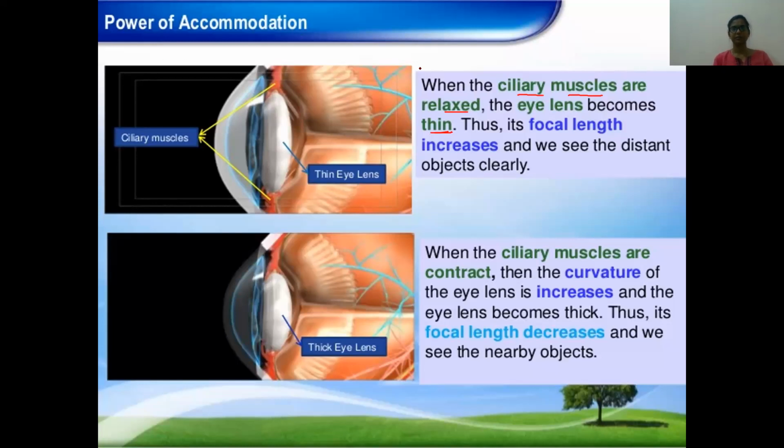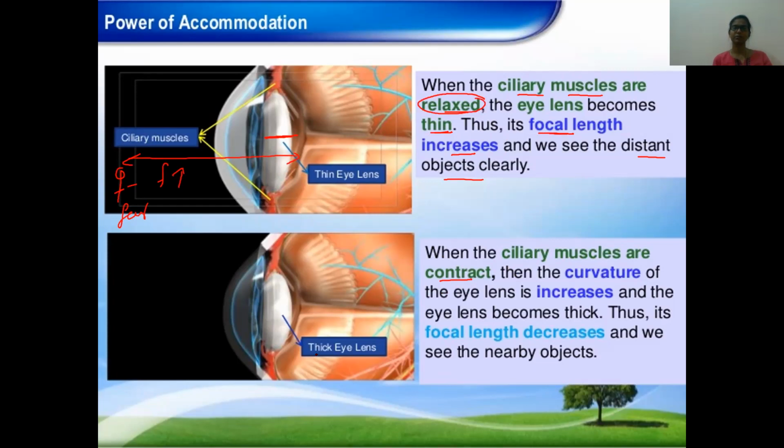When this lens becomes very thin, that time the focal length is going to increase. The thickness of the lens decreases, so focal length increases. We can see distant objects clearly, the object is very far, when this focal length increases. This length will increase when the lens becomes very thin. And when the ciliary muscles are relaxed, understand this word, they are relaxed, focal length increases.